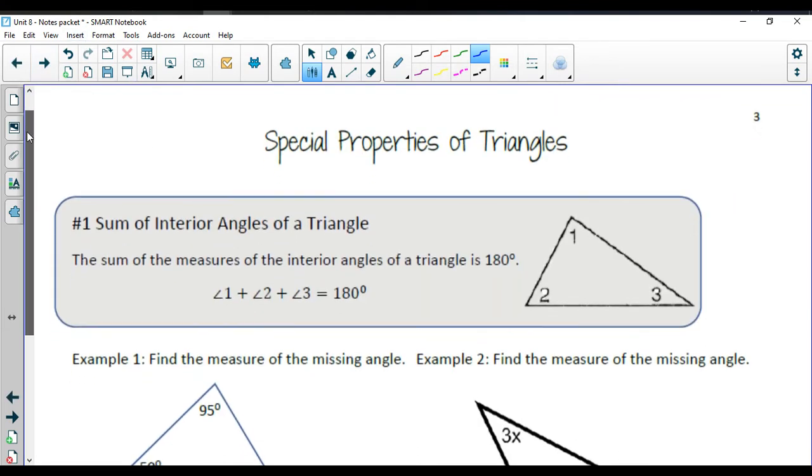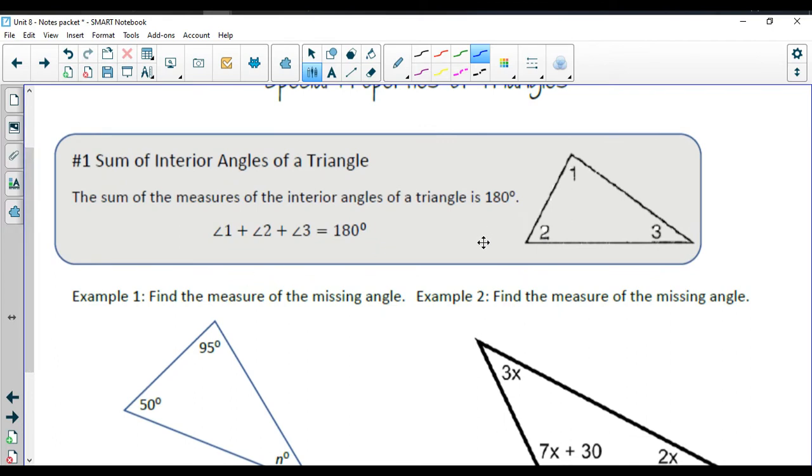On page number 3, talking about some special properties of triangles, the first property is one that you might already know. The sum of the interior angles of a triangle is going to be 180 degrees. I'll try and show this to you here. This doesn't always work out super well, but I'm going to go ahead and outline the angles of this triangle here. It's a little bit complicated, but we'll make it work. And here's angle 3.